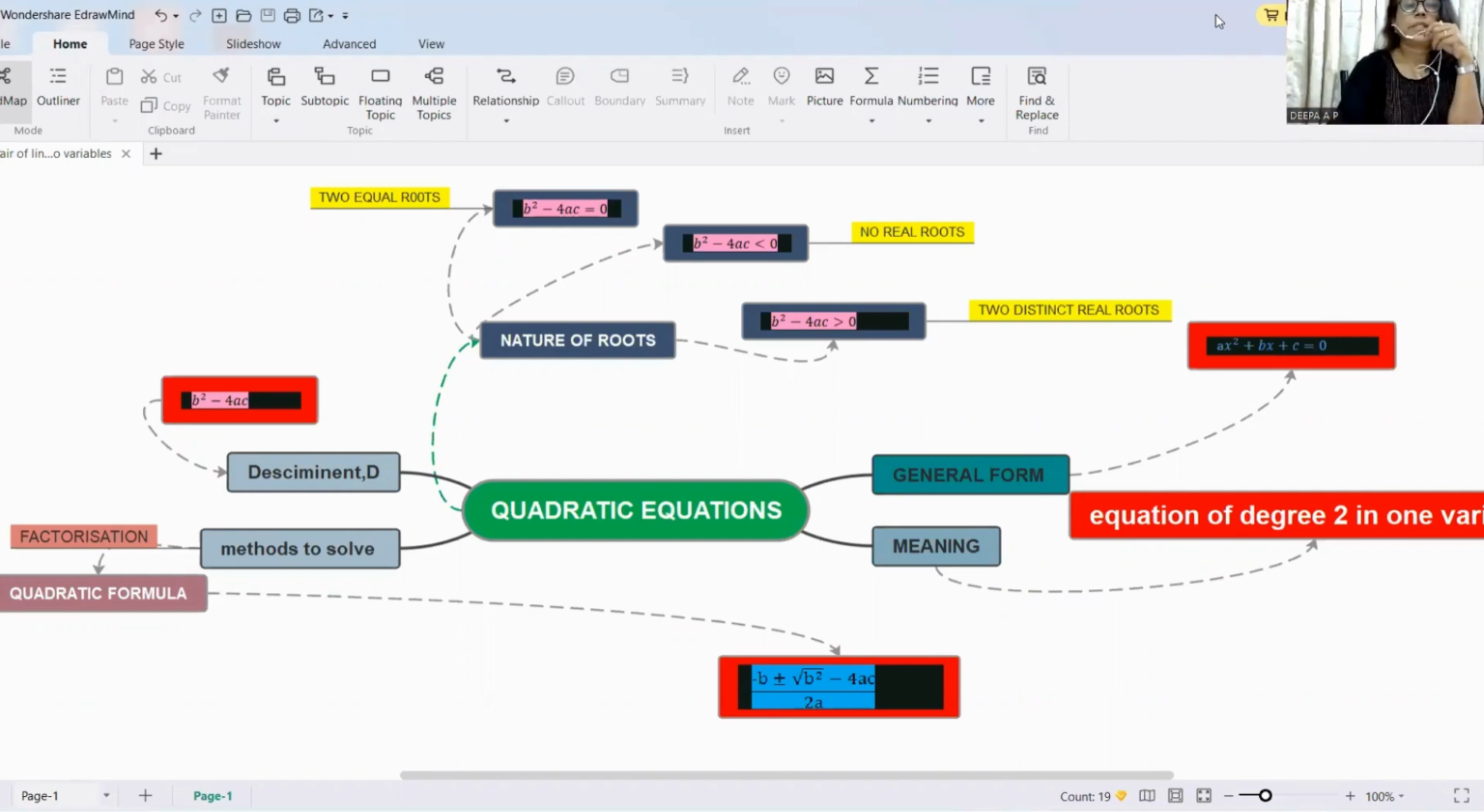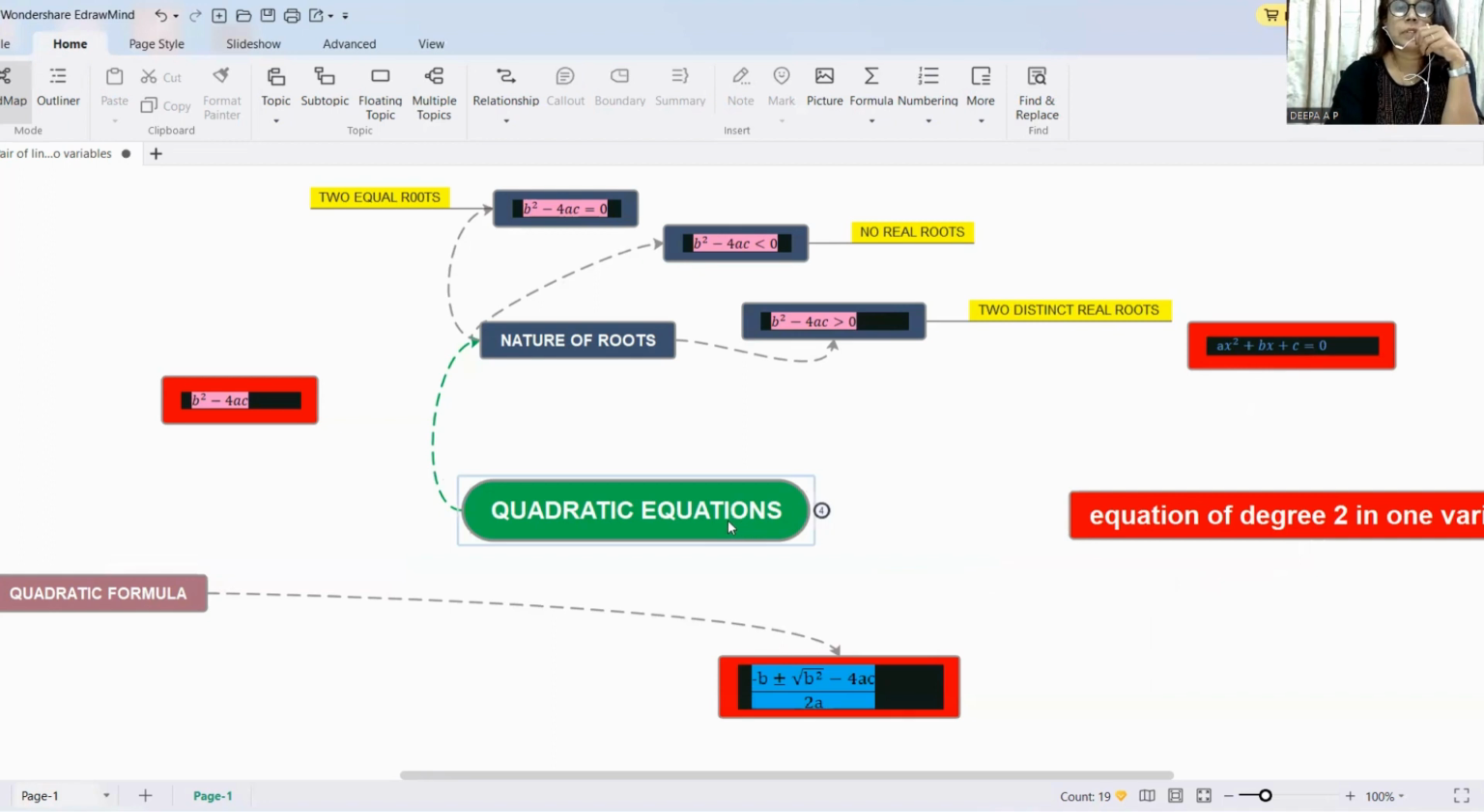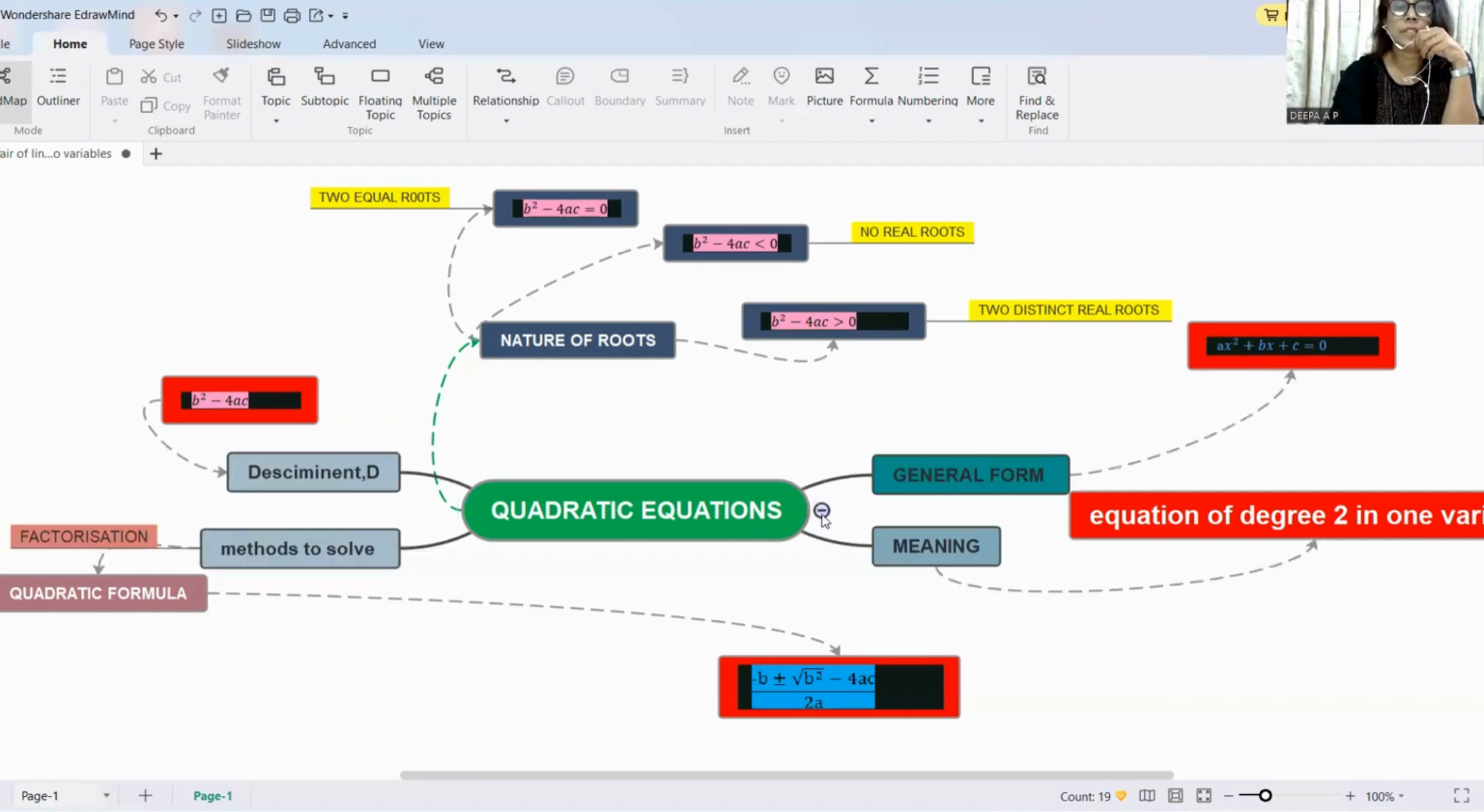So what is given here? Here I'll explain you the main concepts. Can you see these four main concepts here? What are they? The general form, meaning, discriminant, and method to solve. Okay, so what is the first one?